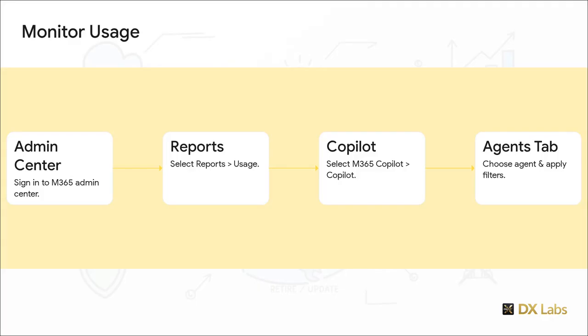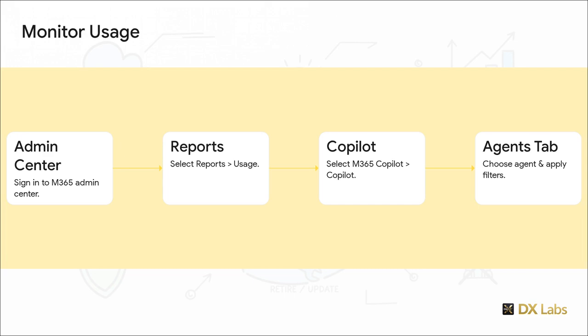Now, to actually monitor this usage, you're going to want to burn this exact click path into your memory for the exam. Ready? You start by signing in to the Microsoft 365 Admin Center. From that left navigation pane, you select Reports, and then Usage. Under the Reports section, you're going to click on Microsoft 365 Copilot, and then Copilot. Finally, you just click right on the Agents tab.